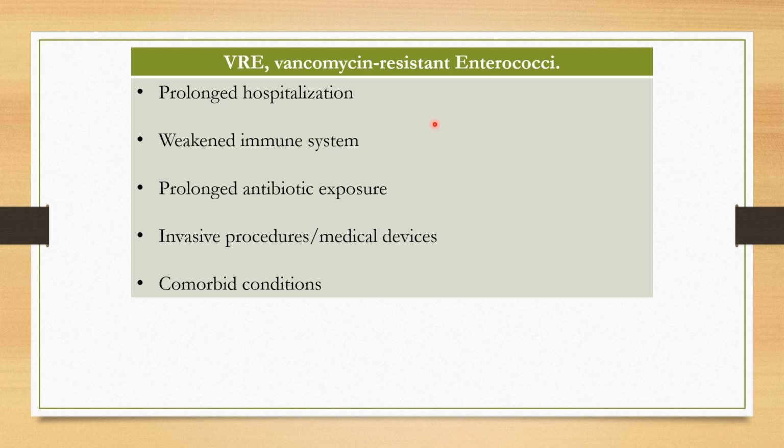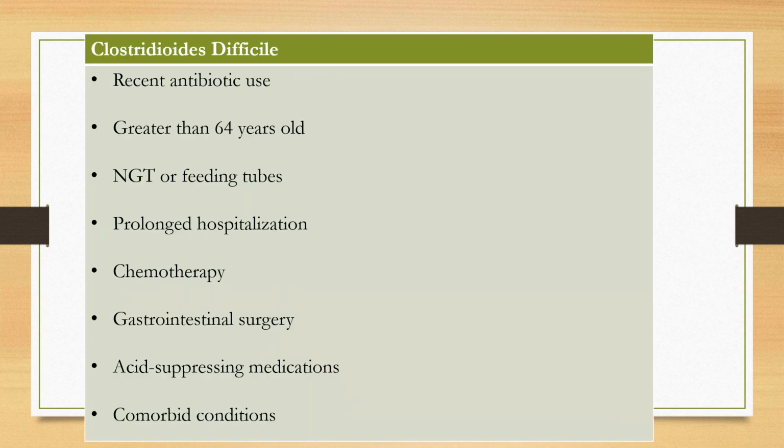VRE, or vancomycin resistant enterococcus, the risk factors include prolonged hospitalization, weakened immune system, prolonged antibiotic exposure, invasive procedures or medical devices, comorbid conditions. For Clostridioides difficile, the risk factors include recent antibiotic use, greater than 64 years old, NG tube or feeding tubes, prolonged hospitalization, chemotherapy, gastrointestinal surgery, acid suppressing medications, comorbid conditions.